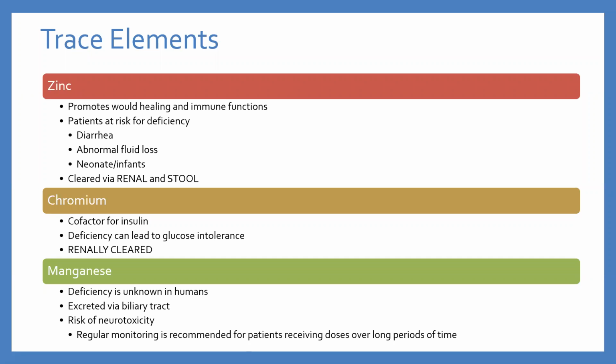Next is manganese. Deficiency is not very common in humans, but the concern is actually on the opposite side, where if it's accumulated for long periods of time, it can lead to neurotoxicity. So a lot of times we will monitor for those types of side effects, especially in patients who have some type of liver impairment, which is primarily where you're concerned about your manganese.